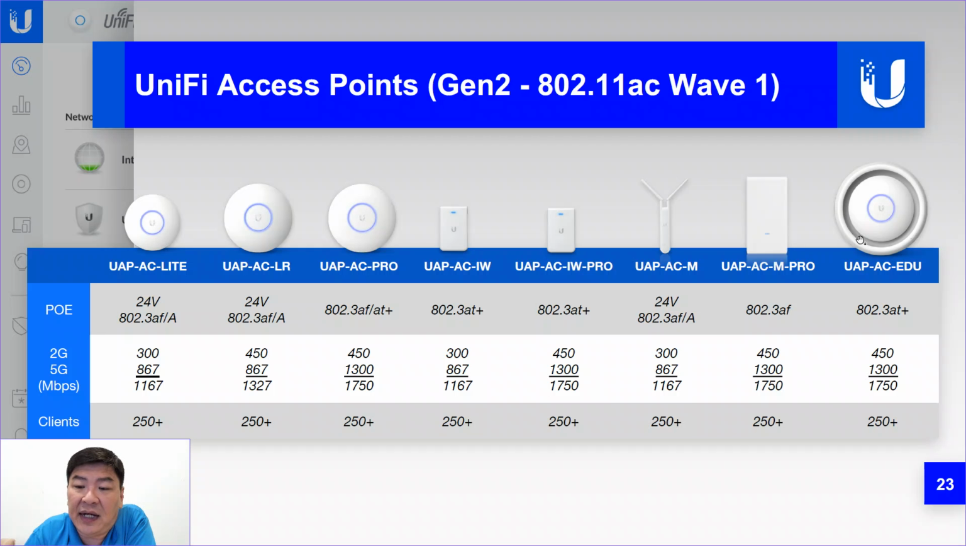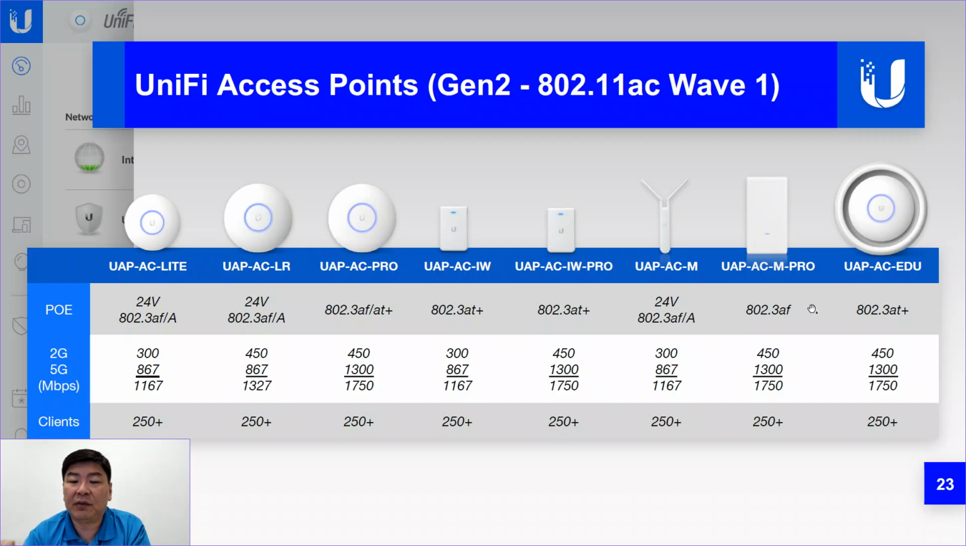Last but not least, you have your UAP AC EDU. It basically has a speaker attached to a UAP AC Pro. This AP here is basically a UAP AC Pro, and it's connected through a USB port to power up the speaker. It requires you to use 802.3at plus power, so you need at least 30 watts of PoE power in order to power up this particular unit.